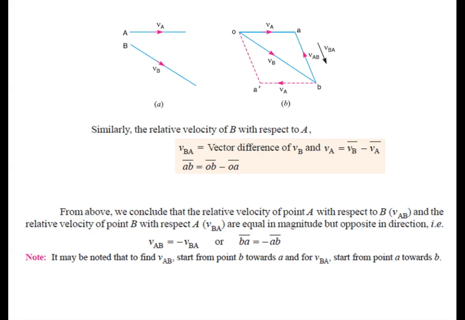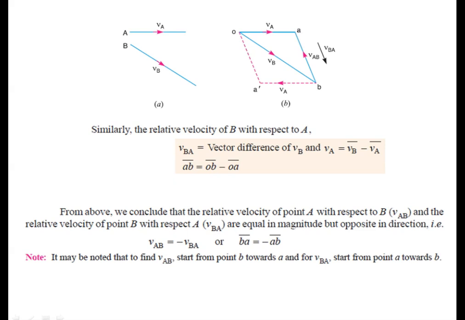You can see there, VAB starts from B to A. Okay, then VBA starts from A to B. In this figure you can see. So these basic concepts you should understand. Any doubt till here? Anyone? We are just adding the two vectors, two velocities in the form of vectors.